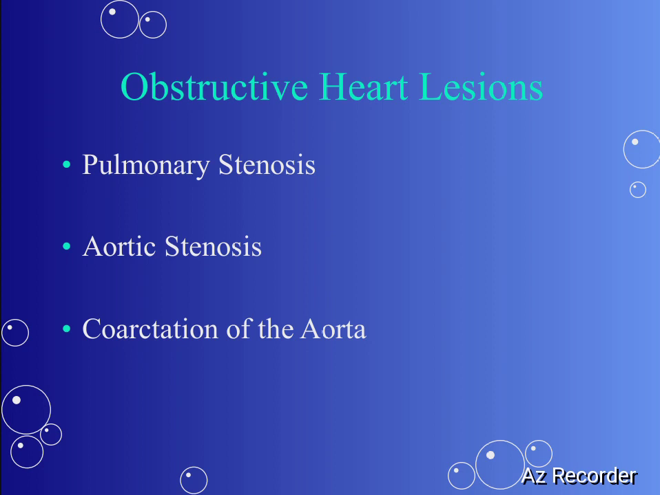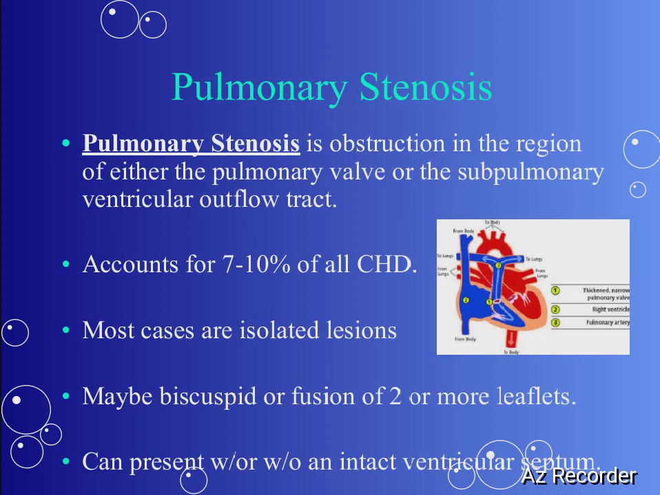Obstructive heart lesions: pulmonary stenosis, aortic stenosis and coarctation of the aorta. Pulmonary stenosis is obstruction in the region of either the pulmonary valve or the subpulmonary ventricle outflow tract, accounting for nearly 7 to 10% of all CHD. Most cases of the isolated lesion may be bicuspid or fusion of two or more leaflets, and can present with or without an intact ventricular septum.